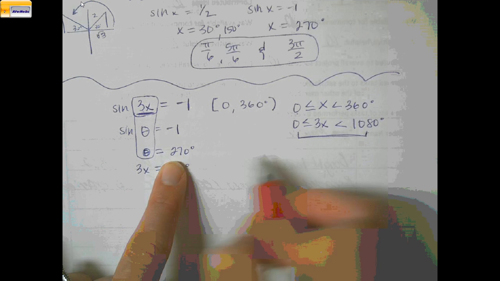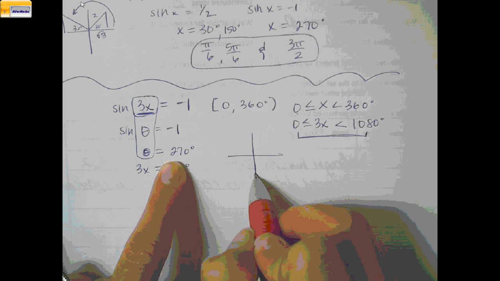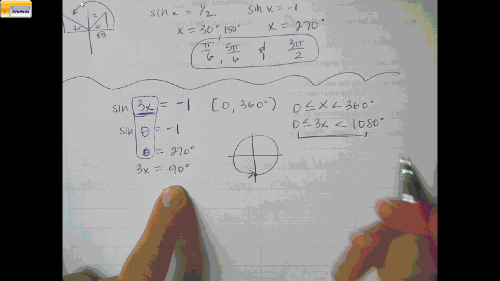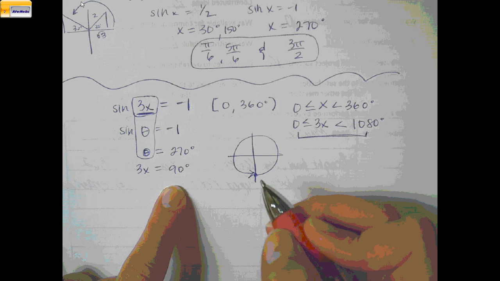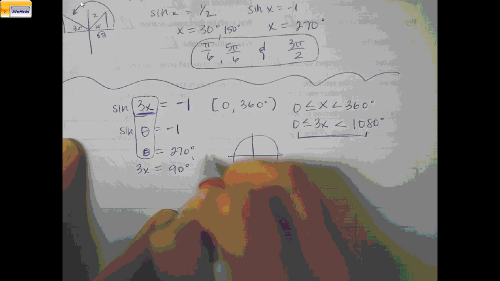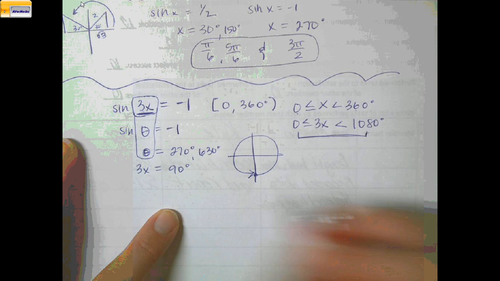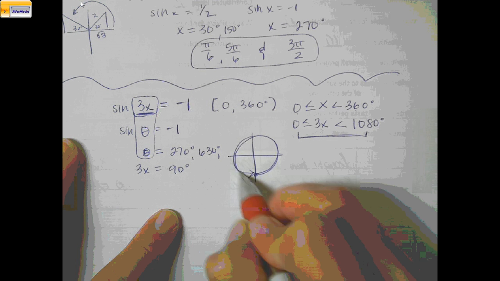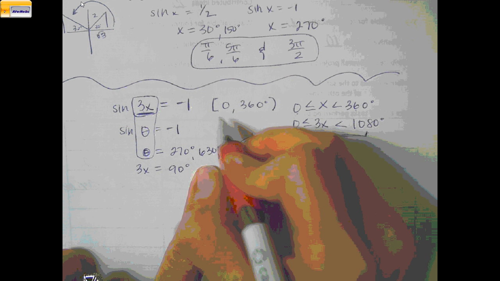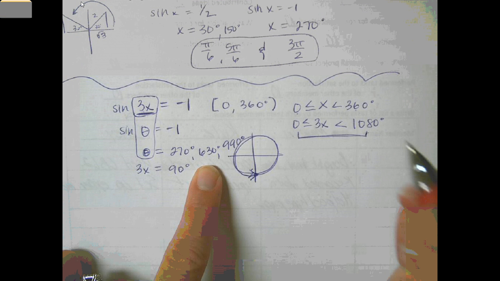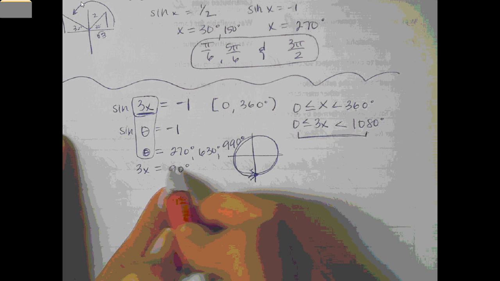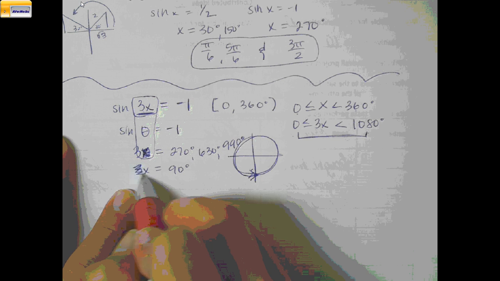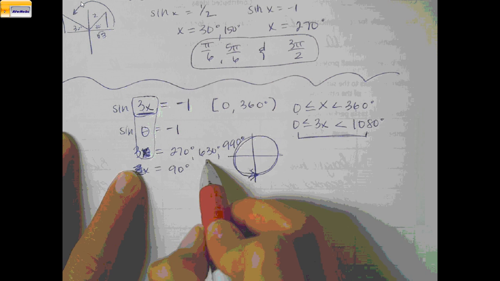So how do we get there? Well, 270 degrees is here, and that's the only way we're going to get sine to be negative 1. So what about one circle later? 270 plus 360 is going to put us at 630. And then we still haven't made it all the way up to 1080, so let's add one more circle. If I add another 360, that's going to put us at 990 degrees. Well, that's what theta, or 3x, was. So 3x equals these 3 different things.